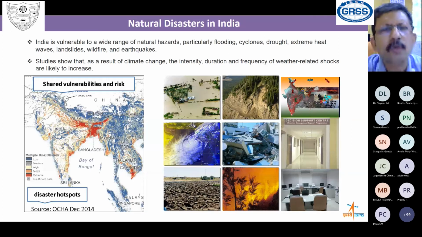So when we talk about natural disasters in India, India is actually vulnerable to the entire range of natural hazards like flooding, cyclone, drought, extreme heat waves, landslides, wildfire, earthquake. You just name the thing and it is there. And this provides sheer vulnerability and risks.